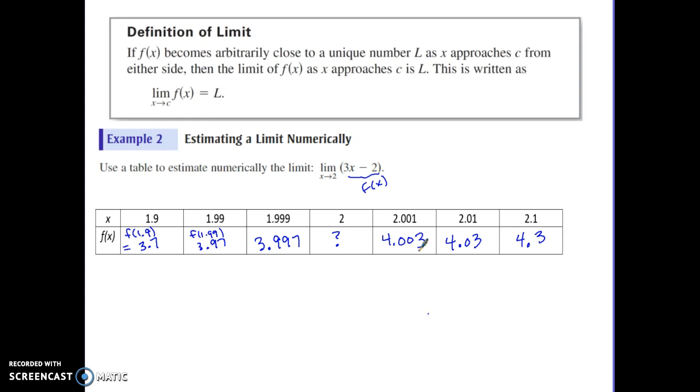Okay, so as we're looking at the x values from the right of 2 and to the left of 2, we can see that my y values, or my f of x values, are getting closer and closer to a particular value. From the left, it looks like we're getting closer and closer to a y value of 4. From the right, it looks like it's getting closer and closer to 4 as well. So that leads us to believe that the limit as x approaches 2 of 3x minus 2 is in fact 4.